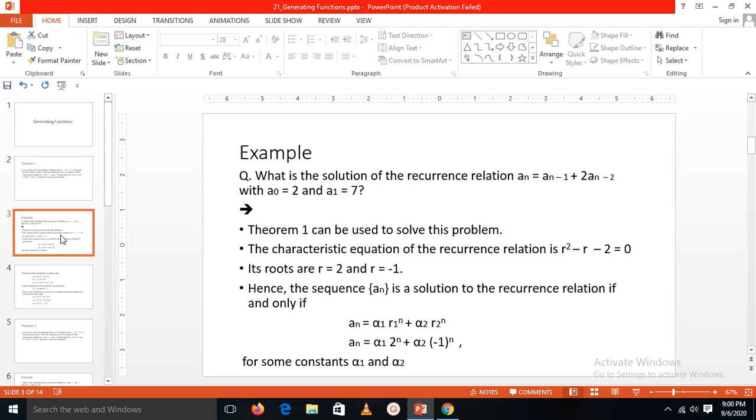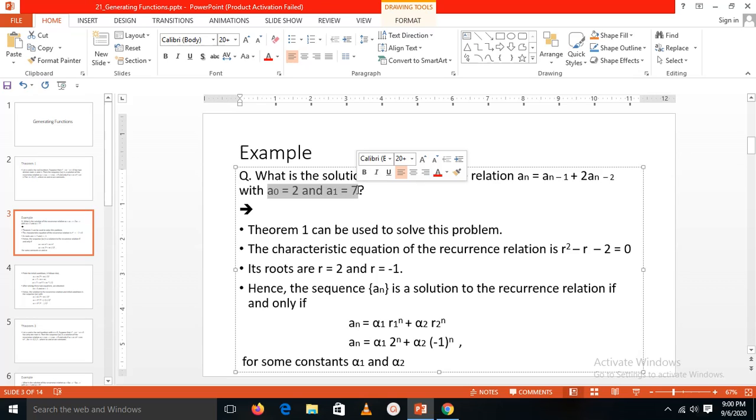Then you can understand what this theorem says. The question here is: what is the solution of the recurrence relation a_n equals a_(n-1) plus 2 a_(n-2), with a_0 equals 2 and a_1 equals 7? So what are these a_0 and a_1? These are our initial conditions. In the question itself it is given: these are the initial conditions a_0 and a_1.